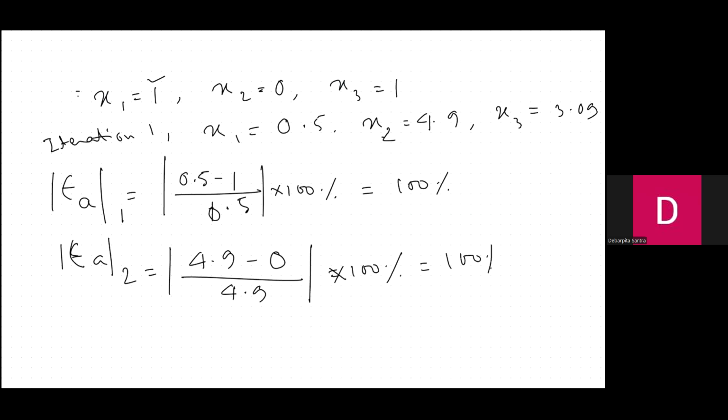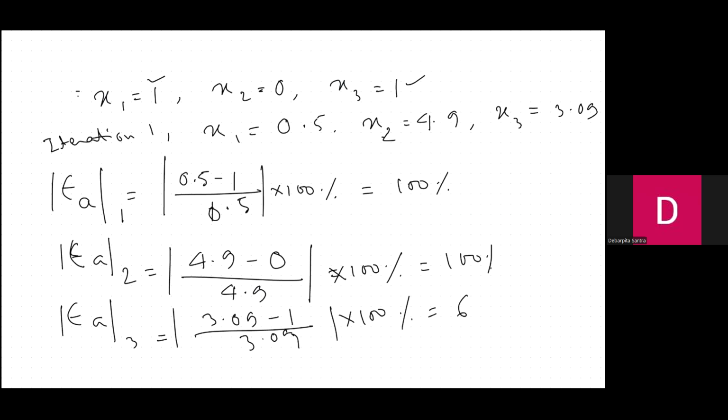What is it for x3? What is the new value? 3.09. What is the old value? That is 1. As you can see here, the old value is 1. So 3.09 minus 1 divided by 3.09 into 100%. If you calculate this, it becomes 67.66%. So you see, in the cases of x1 and x2, the error is 100%, and in the case of x3 the error is 67.66%. This is at iteration number 1.